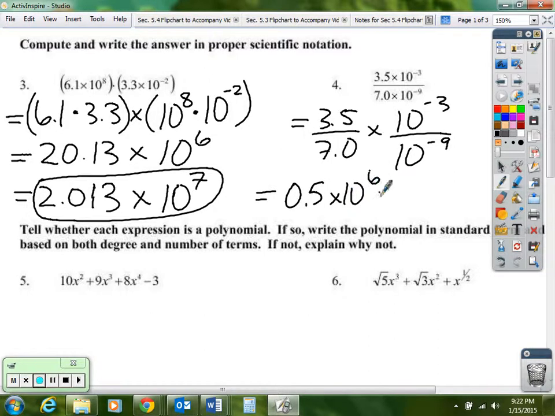Again, this is not in proper scientific notation. We must move the decimal point one place to the right, giving us 5.0 times 10 to the, since we move the decimal point one place to the right, we must reduce our exponent by 1, thus giving us 10 to the 5th. 5.0 times 10 to the 5th, this is our final answer.